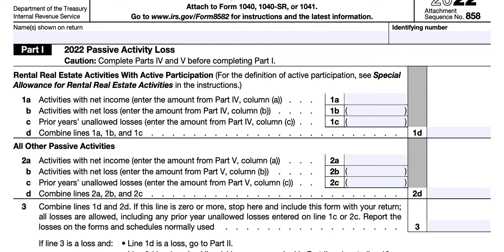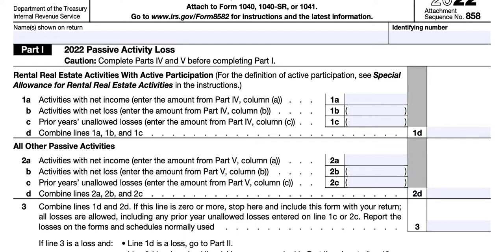3. A working interest in an oil or gas well. 4. The rental of a dwelling unit you used as a residence if Section 280A(c)(5) applies. This section applies if you rented out a dwelling unit that you also used as a home during the year for a number of days that exceeds the greater of 14 days or 10% of the number of days during the year that the house was rented at a fair rental price.